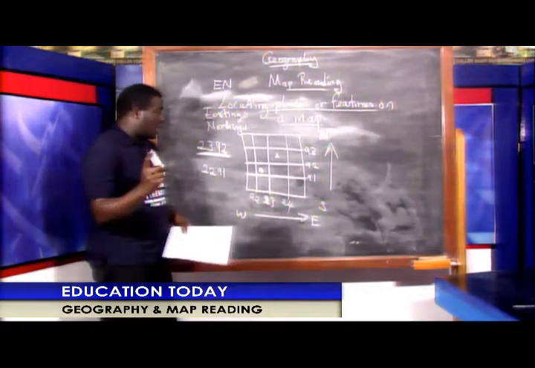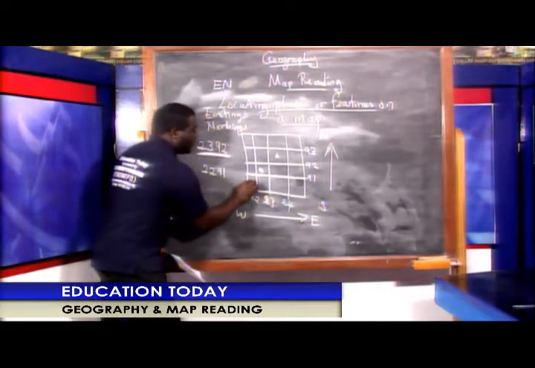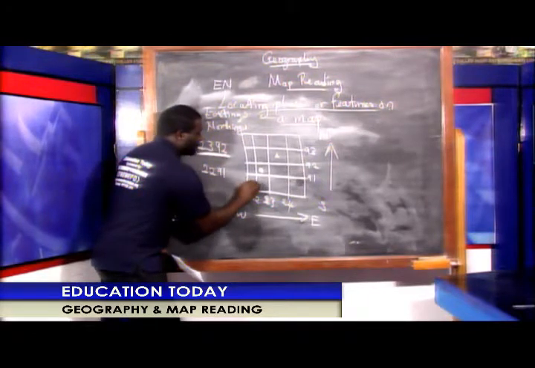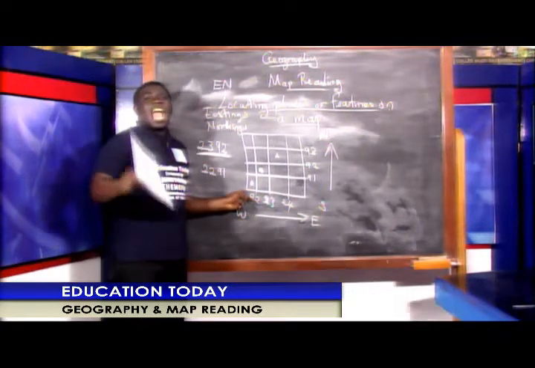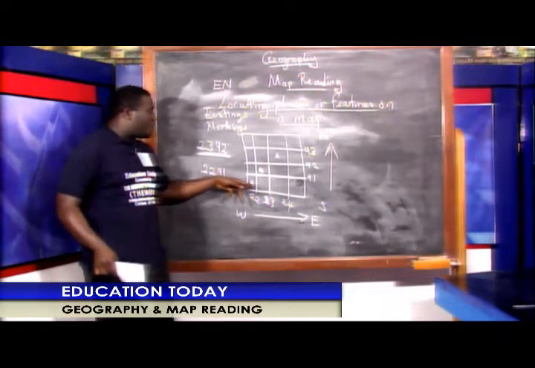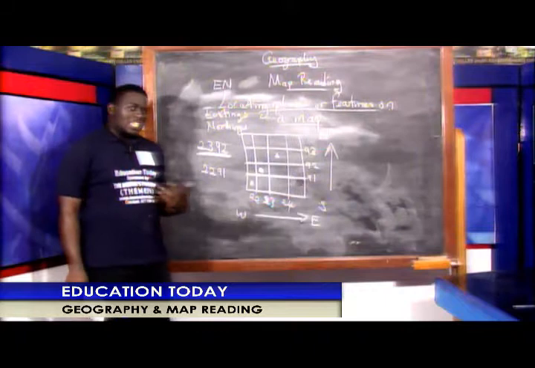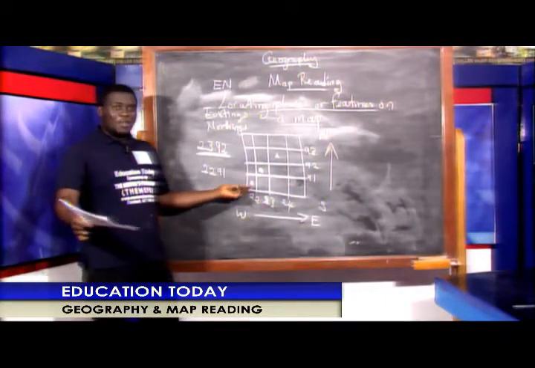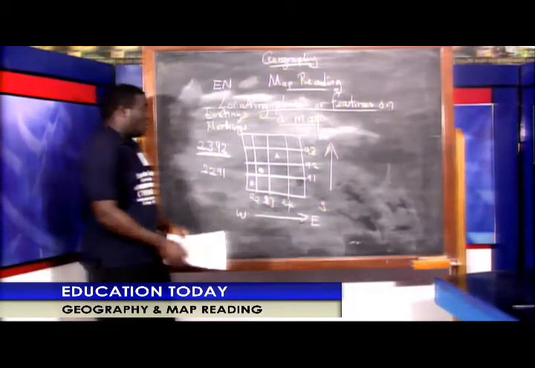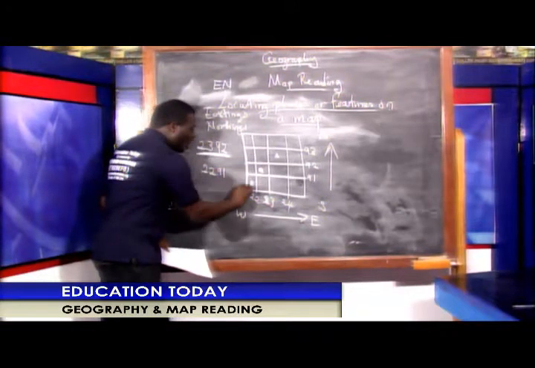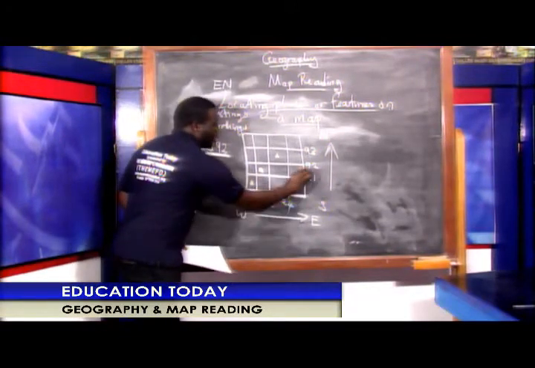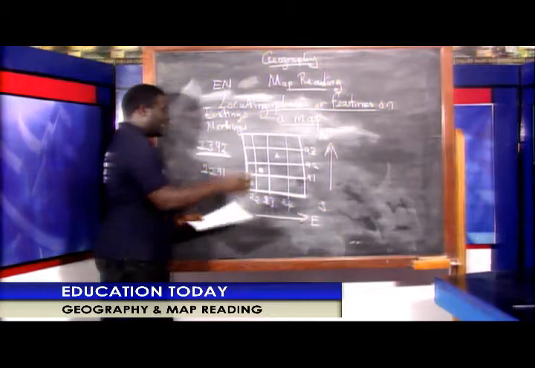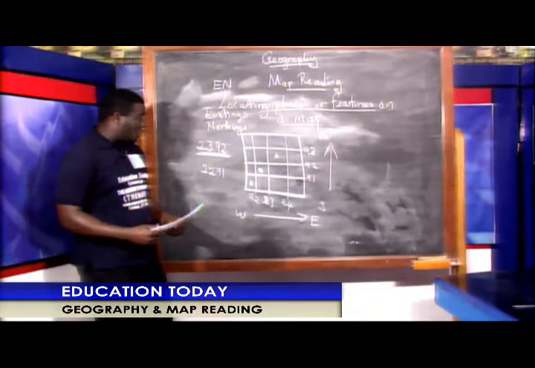Let's take this other example. We equally have a church. This is our church. How do we give the 4-figure grid reference of our church? It is pretty simple. Please, televiewers, can you give your response? If you are following the program, you will be able to give us the 4-figure grid reference. It's pretty simple. Look at these features. They are increasing.